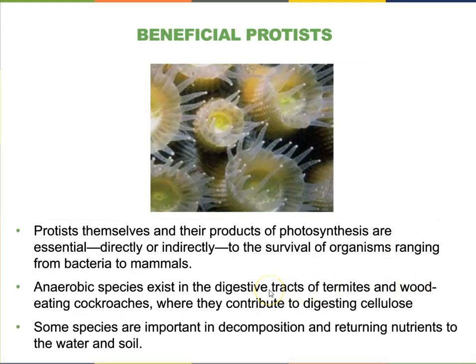Not all protists are pathogenic. Some are beneficial. Protists themselves and their products of photosynthesis are essential for the survival of other organisms. Anaerobic species of protists exist in the digestive tract of termites and wood-eating cockroaches. These protists contribute to digesting cellulose for those insects. Some species are important in decomposition and returning nutrients to the water and the soil.